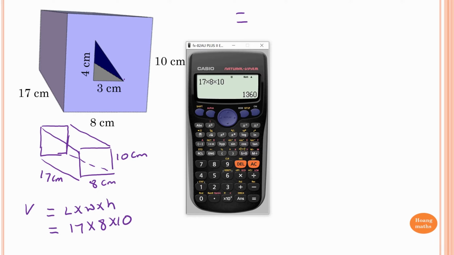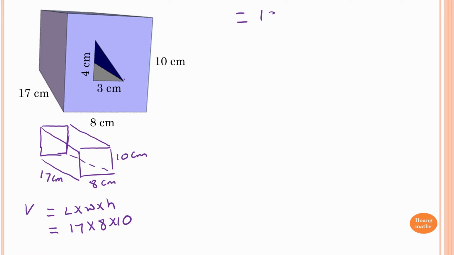So that equals 1360 cubic centimeters. Then for a triangular prism, I can just draw it out here.